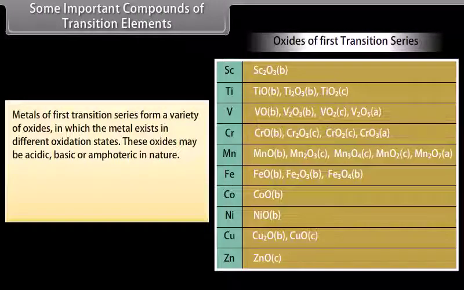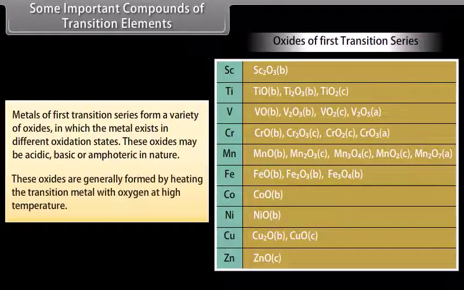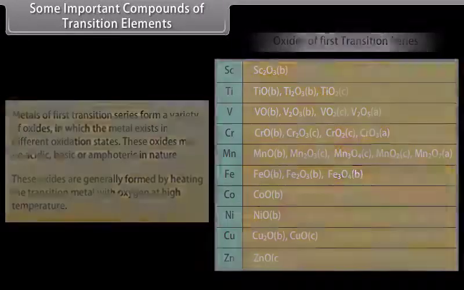or amphoteric in nature. Stable oxides have been shown in bold type. A indicates acidic, B indicates basic, and C indicates amphoteric nature of the oxide. These oxides are generally formed by heating the transition metal with oxygen at high temperature.